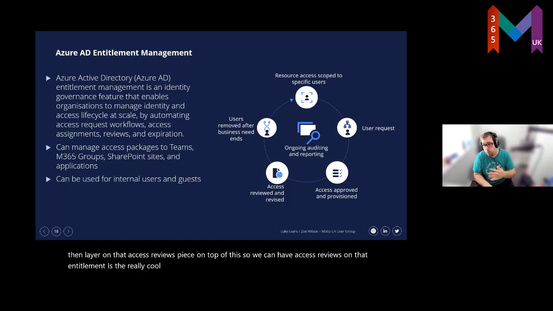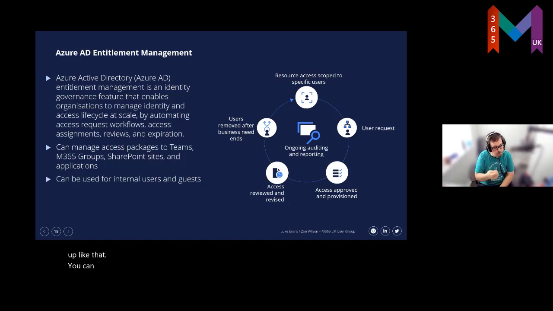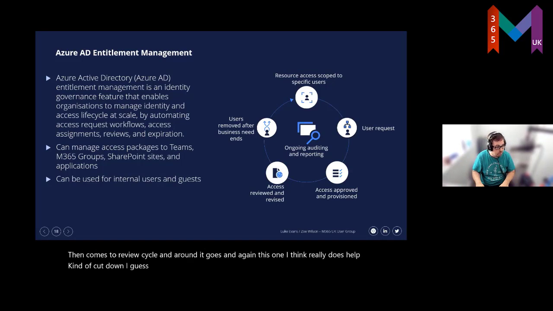So again, in the cycle on the right, we can have those entitlements, and users can request them. If you want them to be able to request, we can have it set up like that. You can then approve that, and their access is provisioned. Then comes the review cycle and around it goes. And this one I think really does help cut down on overhead, and it improves usability and security because users are only gaining access to what they need.